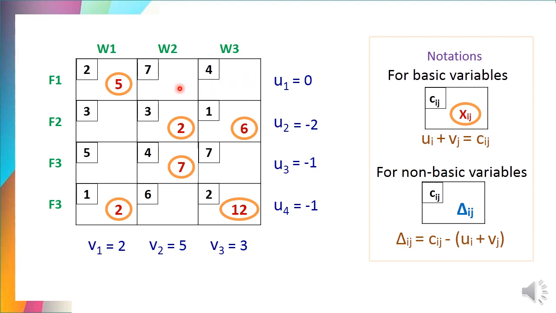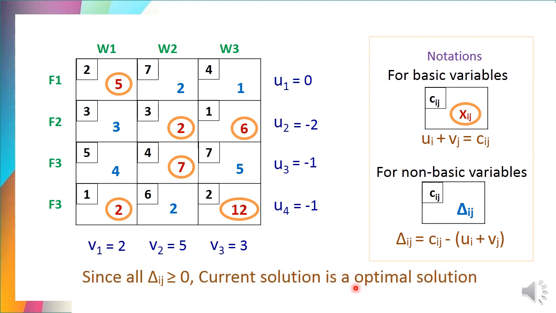So here it is 7 minus 5 plus 0. So that is nothing but 2. Here it is 1. Here it is 3. Here it is 4. In this cell 7 minus 3 minus 1, it is 5. Here it is 6 minus 5 minus 1, it is 2. So we can observe that all the delta ij values are greater than or equal to 0.